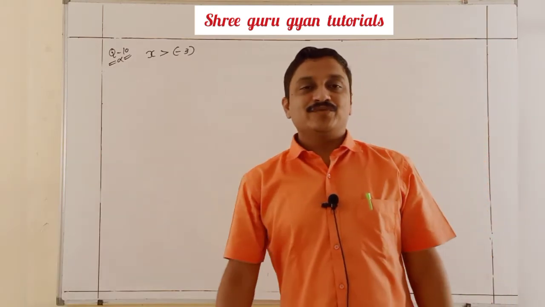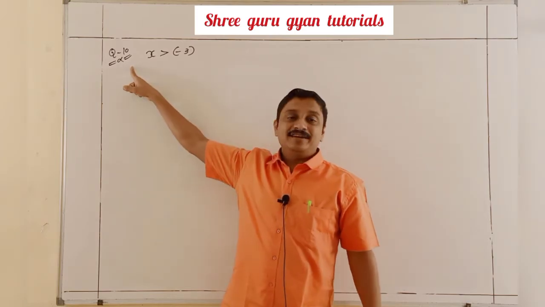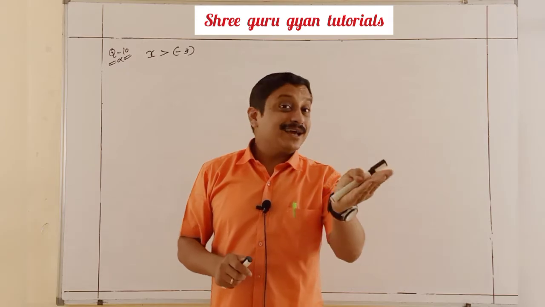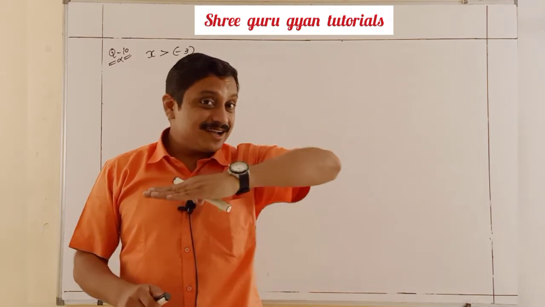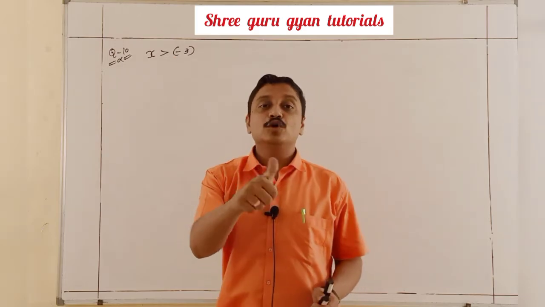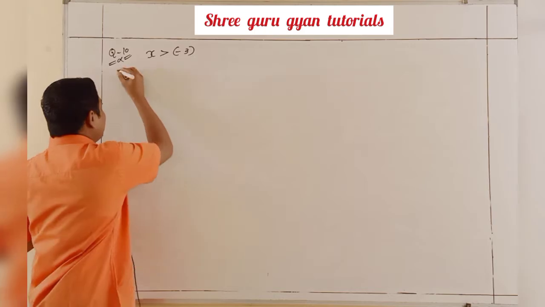Yes students, one more question coming here, IMP. This question number 10, x more than -3. In the previous numerical I explained, it was a horizontal line. Here only x is given. There is no y, so it is a vertical line. And this also, students, put a tick mark in the IMP list.